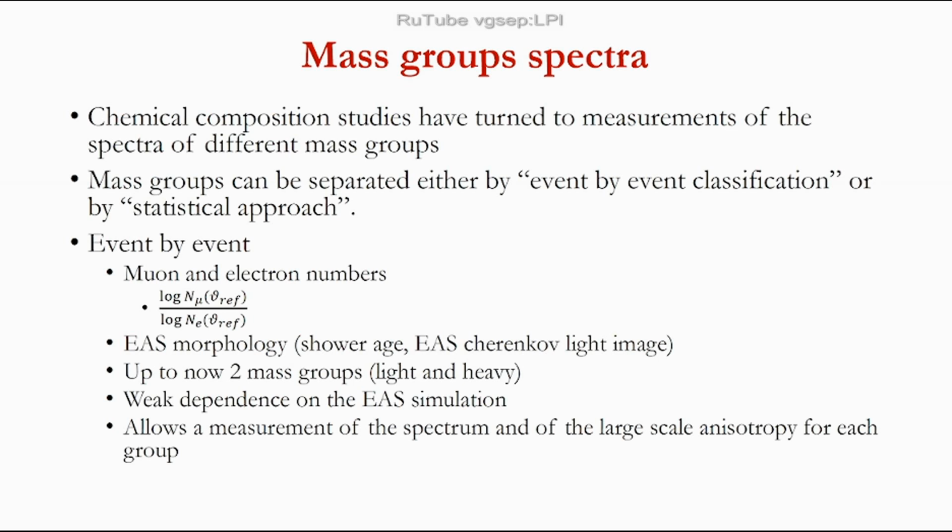Separating the events into mass groups using an event-by-event approach allows not only the measurement of the energy spectrum of each mass group, but will in the future also allow the measurement of the large-scale anisotropy for each mass group.